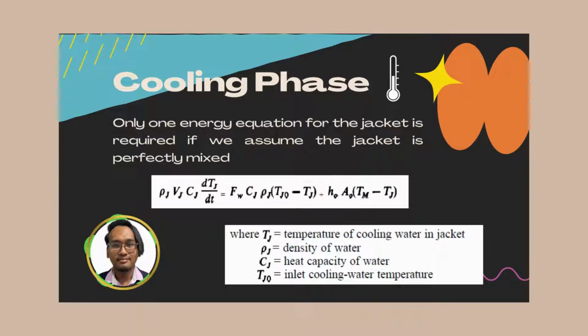During the period when cooling water is flowing through the jacket, only one energy equation for the jacket is required if we assume the jacket is perfectly mixed. And this is the equation. The last term, which is circled in red color, is the endothermic reaction formula.